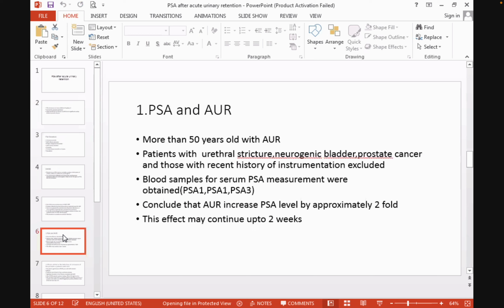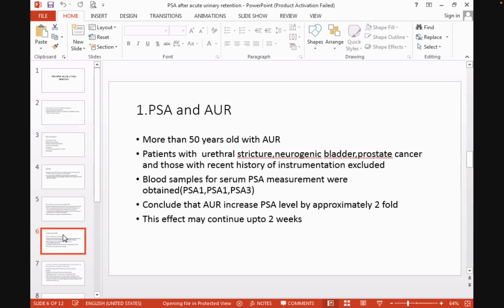Next slide. There are various studies I have quoted giving the relationship in the interpretation of PSA in acute urinary retention. This is one study published in 2002 done by Zhang et al. from China, where they took patients more than 50 years old with acute urinary retention. Patients with urethral stricture, neurogenic bladder, prostate cancer, and with a recent history of instrumentation were excluded. Blood samples for PSA were taken thrice.